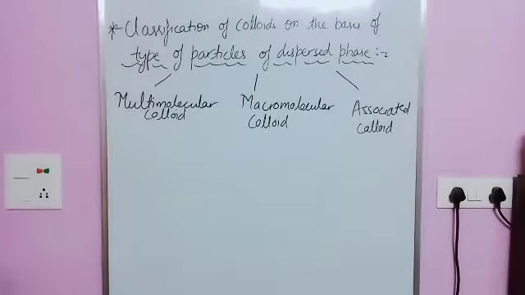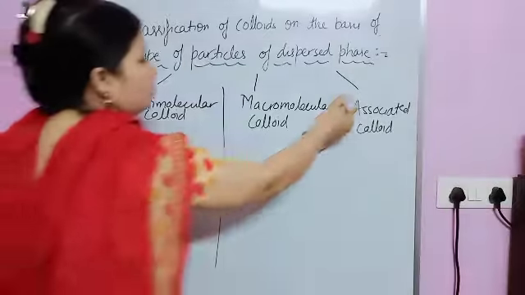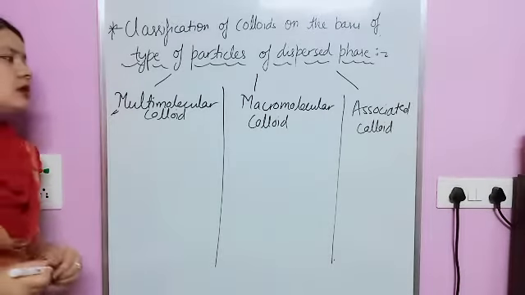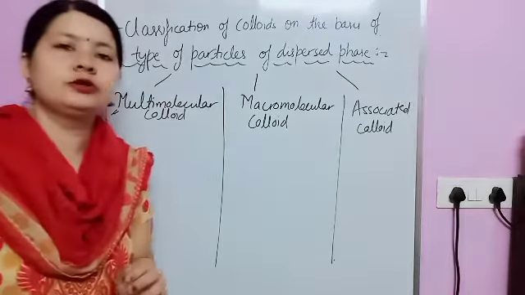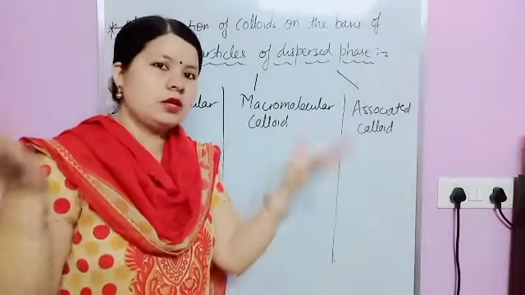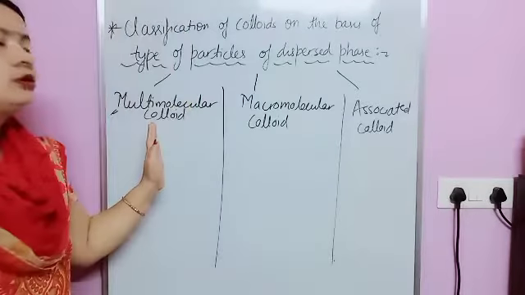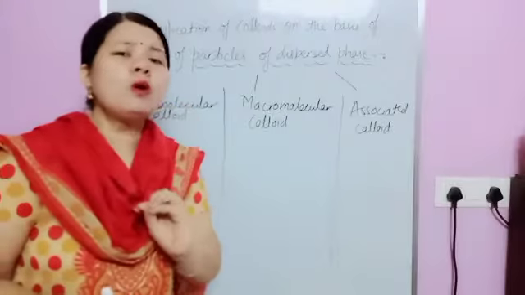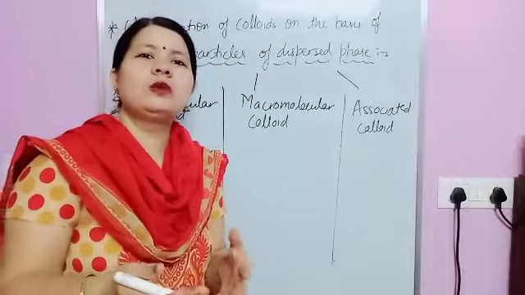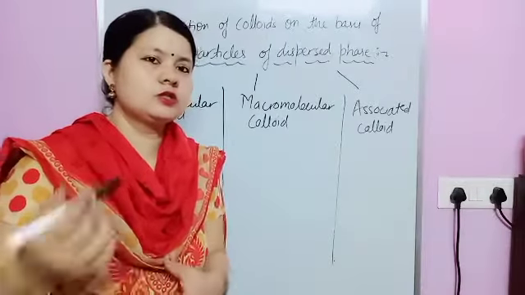Okay, 12th class. Now just see, these are the three types of colloids. The first one is the multi-molecular colloid. In case of multi-molecular colloid, we are talking about many molecules or particles. When the particles are very small, less than 1 nanometer, you can say it's the size of the particles in a true solution.